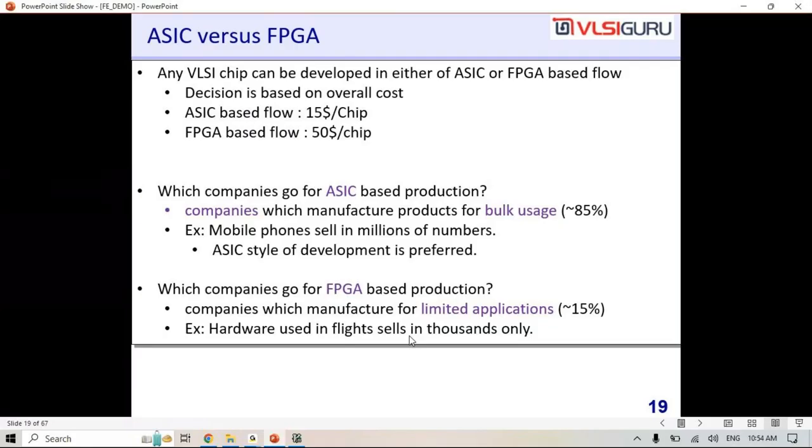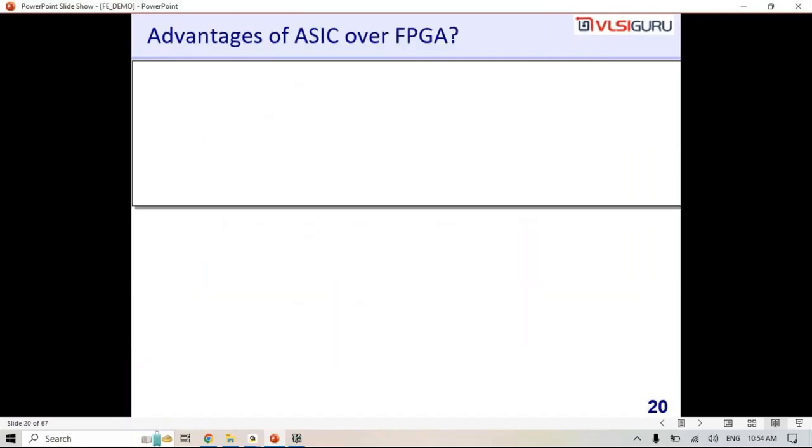That means if you go to companies like Boeing, Airbus, their teams will be FPGA teams because they will develop the chips using the FPGA style. Clear? Let's now understand the advantages of ASIC over FPGA.